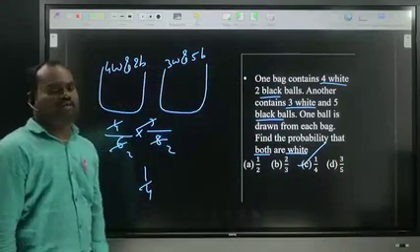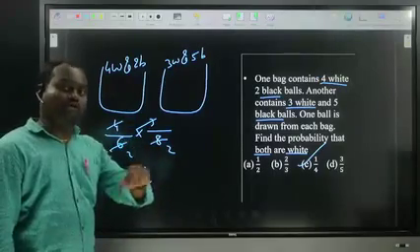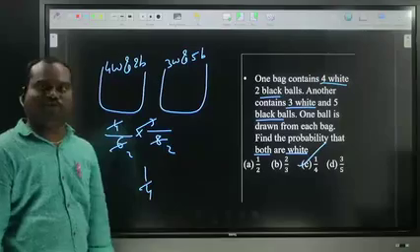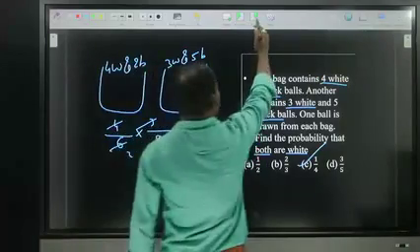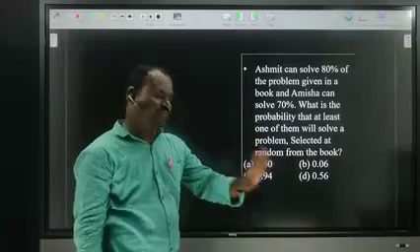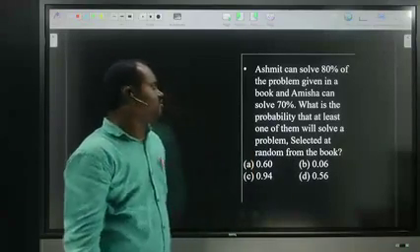Is that clear? Now we saw one ball and two balls drawn in succession, and how to approach when two bags are there. Up to now we saw ball-based problems. Now it is the general model. What is the question?